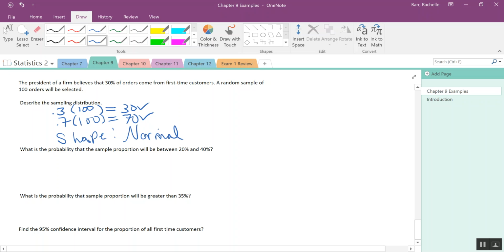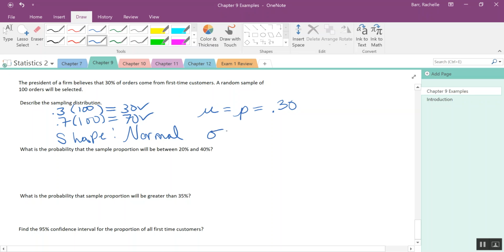Okay, so now that I know that it's normal, the next thing I have to ask myself is, I've got shape down. The only things I need to know to be able to do the sampling distribution, once I know that it's normal, is its center and its spread. So we know the center for the sampling distribution of proportions is just your true proportion P. In my case, that's 30%. I'm going to write it as 0.30 just to remind myself where it's coming from.